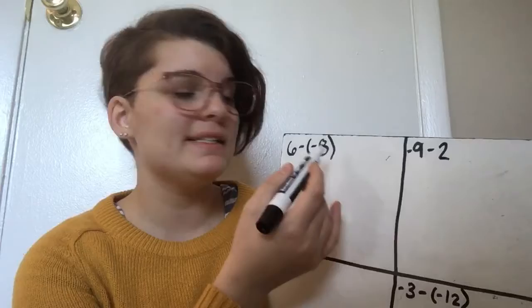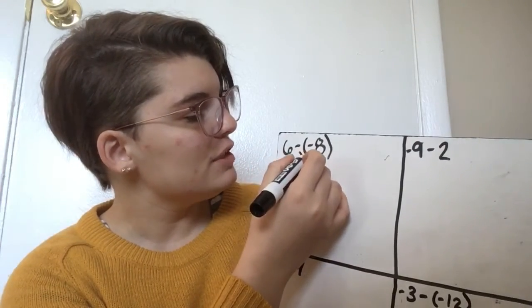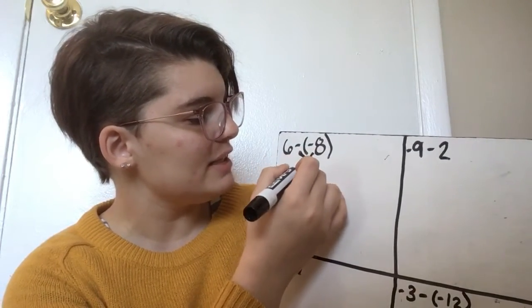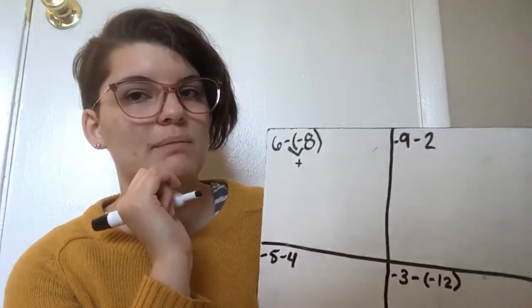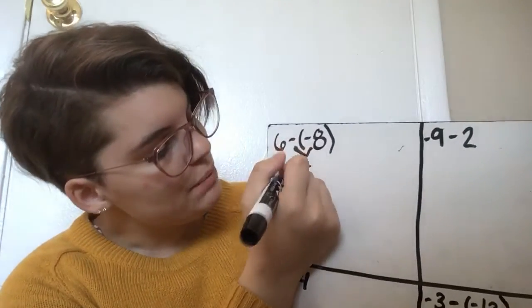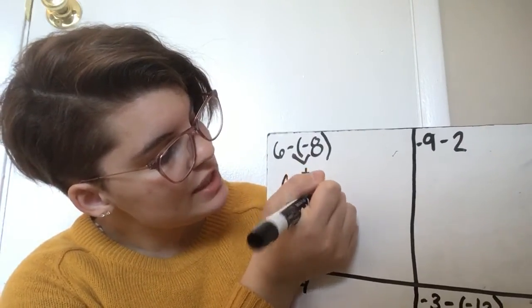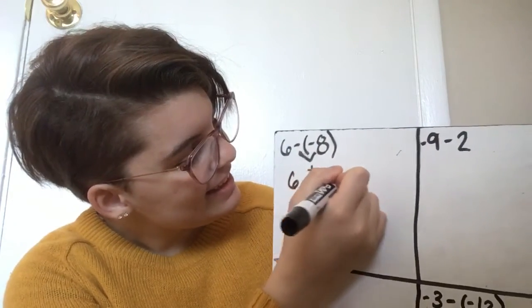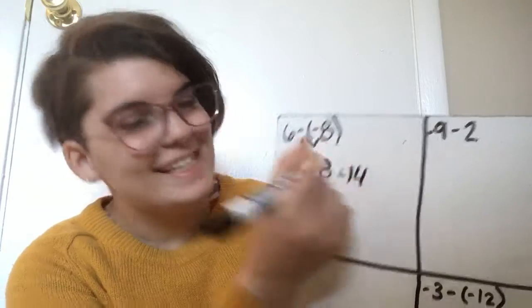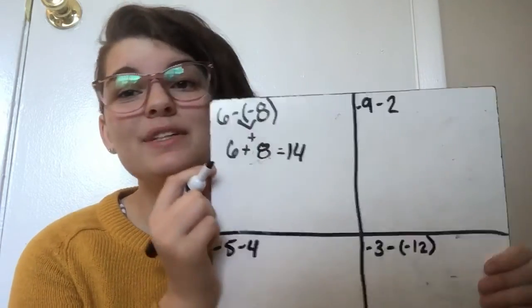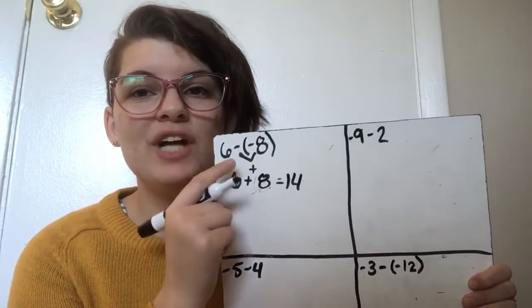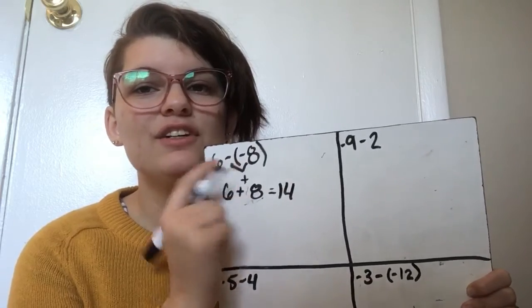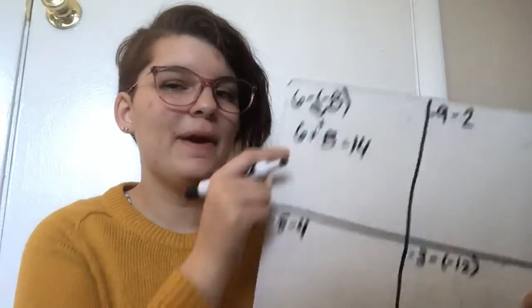Now if I have 6 minus negative 8, the two signs here, the 2 minus signs, really end up making a plus sign. So what you end up with is 6 plus 8, which is 14. That's as simple as that one gets. So when you're subtracting a negative, you're just really going to add it, okay?